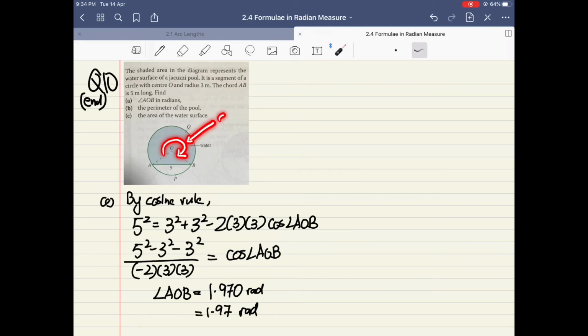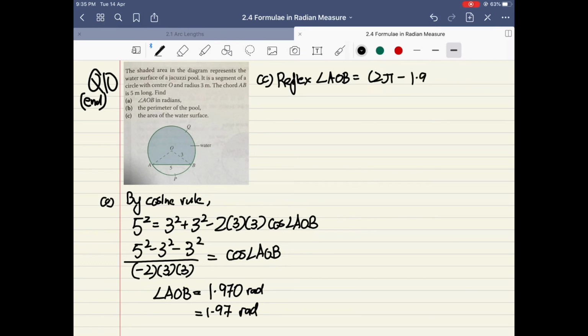So what I'll do here is this. First, we will need to find this angle over here. So this angle over here, we just take 2 pi minus 1.970 radians. Why? You know that this small angle here is 1.970 radians. One whole round is 2 pi radians. Hence, this reflex angle here is 2 pi minus 1.970 radians. Hence, let me just write that down for part B. The reflex angle AOB is equal to 2 pi minus 1.970 radians.